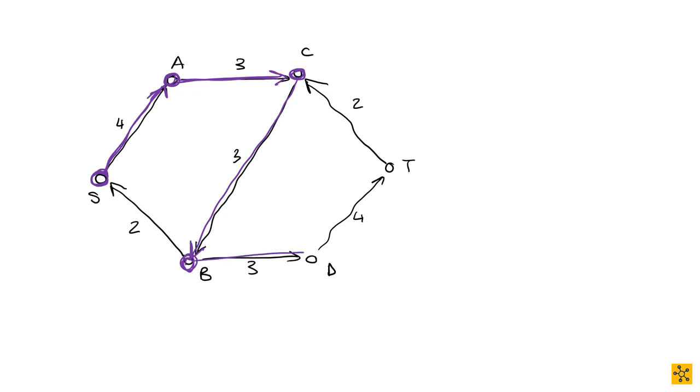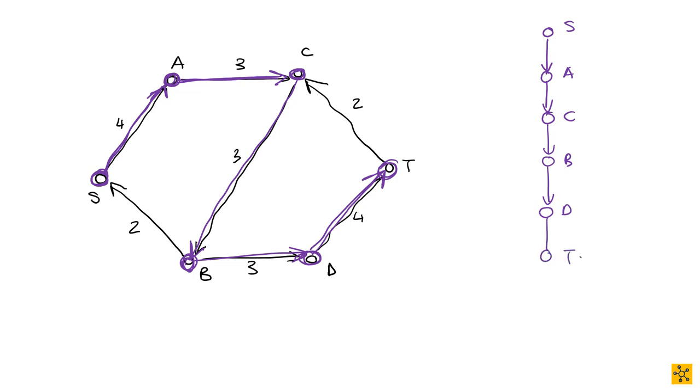So we have from B to D, then from D to T. Okay, so now we have a path, and the path is S to A, A to C, C to B, B to D, and D to T. So now we have our path from S to T.